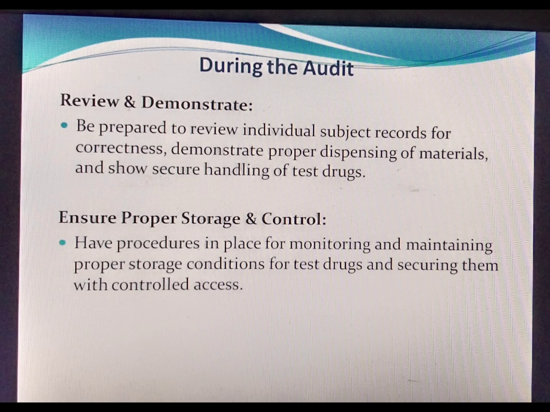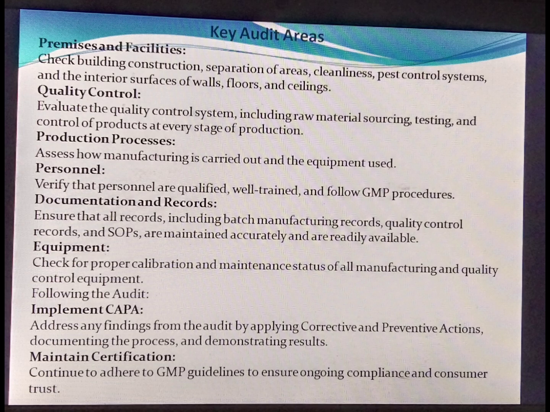During the audit: review and demonstrate, ensure proper storage and control. Review and demonstrate: be prepared to review individual subject records for correctness, demonstrate proper dispensing of materials and show secure handling of test drug. Ensure proper storage and control: have procedures in place for monitoring and maintaining proper storage conditions for test drug and securing them with controlled access. Key audit areas: premises and facility, quality control, production process, personnel, documentation and records, equipment, implement CAPA, maintain certification.